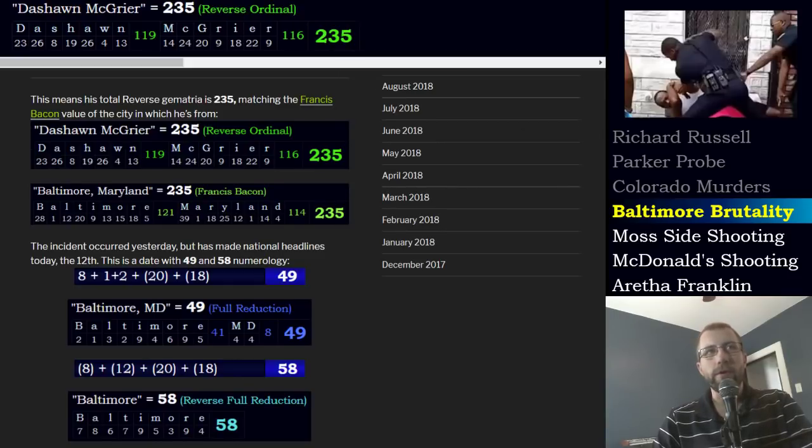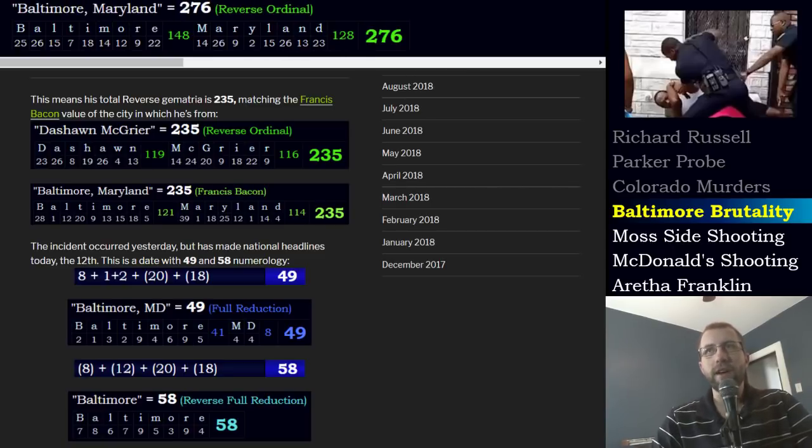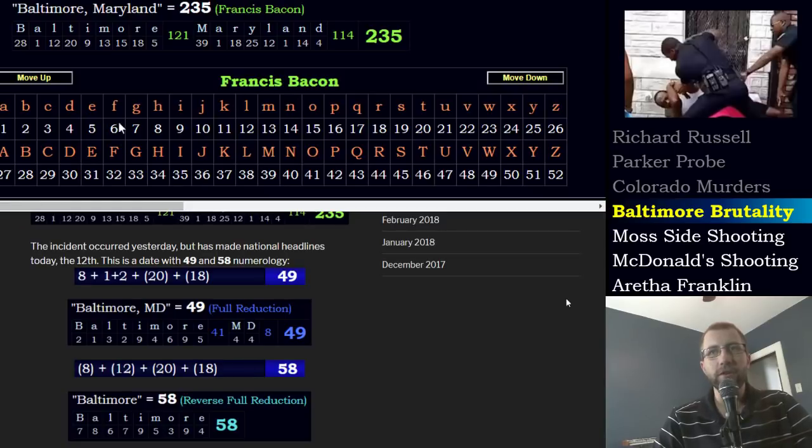In the reverse order, Deshaun McGreer equals 235. If we use capital letters, called Francis Bacon gematria, you'll notice in this cipher, Baltimore, Maryland equals 235 as well, matching the name of the victim.